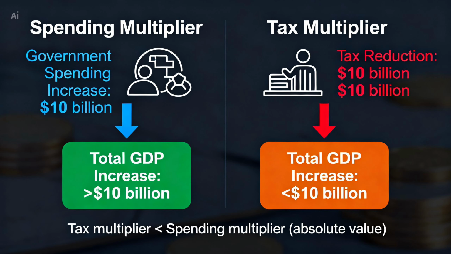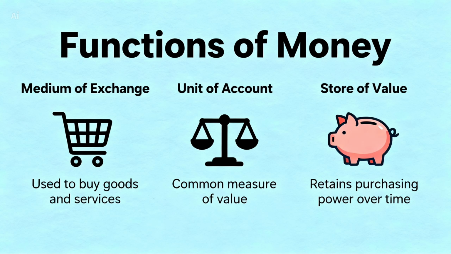And remember the multiplier. The spending multiplier tells you a change in spending can cause a larger change in real GDP. So, if the government increases spending by $10 billion, the total increase in GDP can be greater than $10 billion. The same general idea applies to the tax multiplier, although the tax multiplier is smaller in absolute value than the spending multiplier.